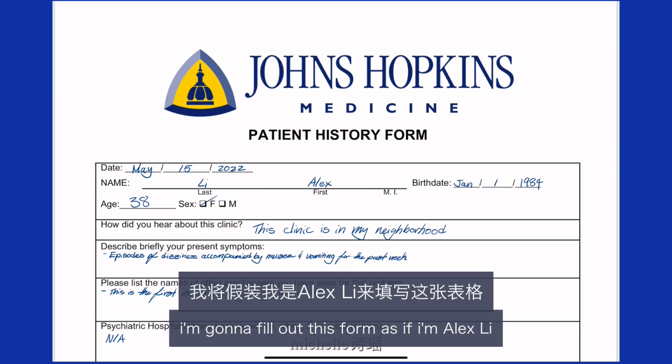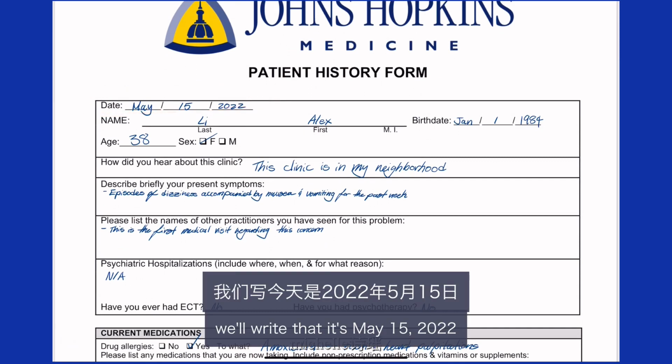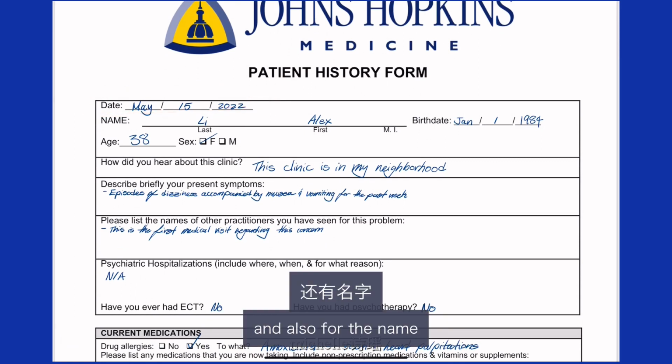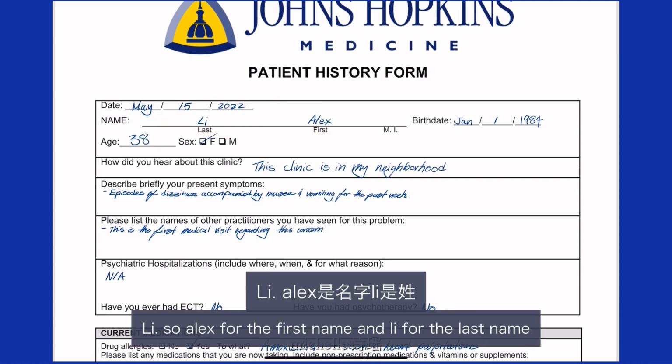I'm going to fill out this form as if I'm Alex Lee. So today's date, we'll write that it's May 15th, 2022. And also for the name, I have Alex Lee. So Alex for the first name and Lee for the last name.